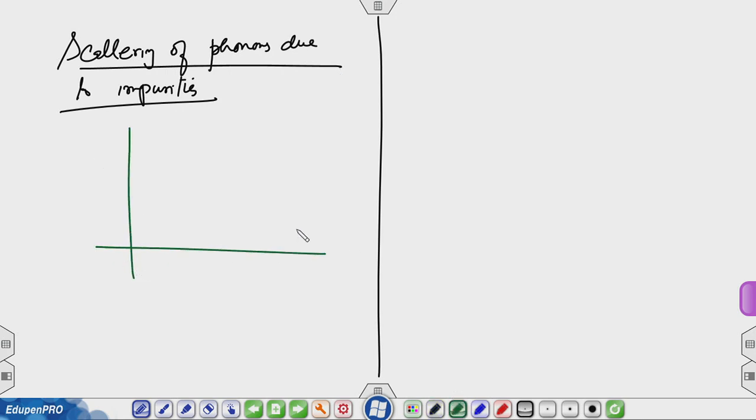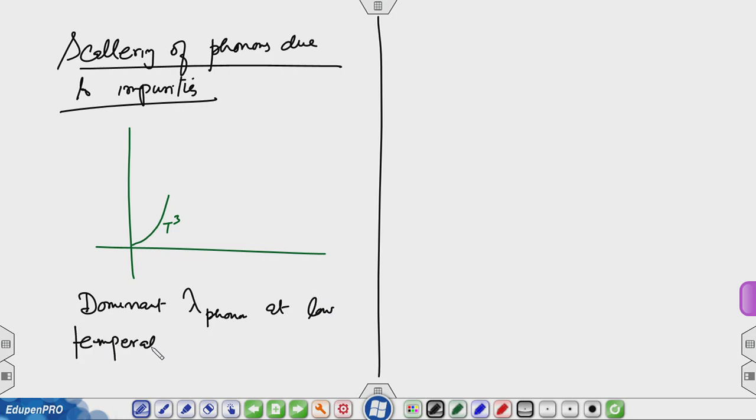So, what we have learned is initially we are having a behavior which is T cube, and at this low temperature the dominant lambda of phonon at low temperatures is proportional to T inverse. Let us show that.